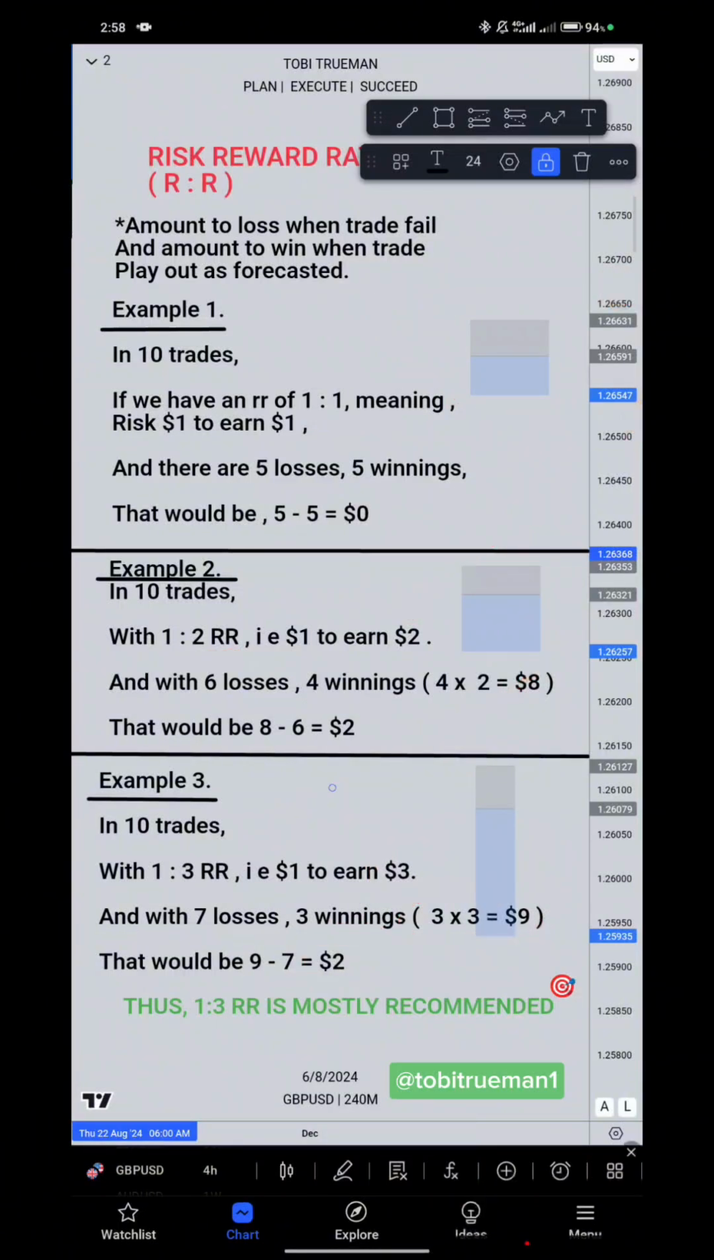So example 2 and example 3, when we raise 1-to-2 is good, and when we raise 1-to-3 is good. So I will recommend that you use this 1-to-3 risk to reward, that's the most recommended with this price action strategy. All right.